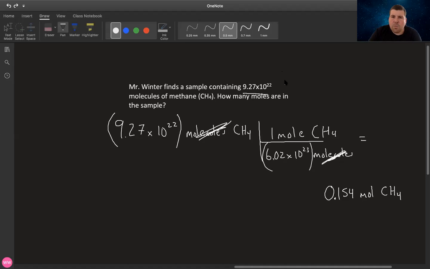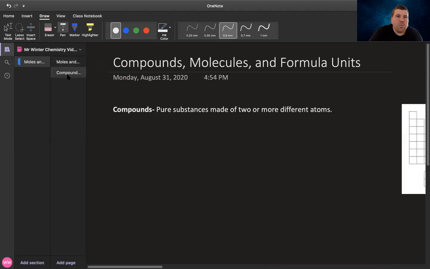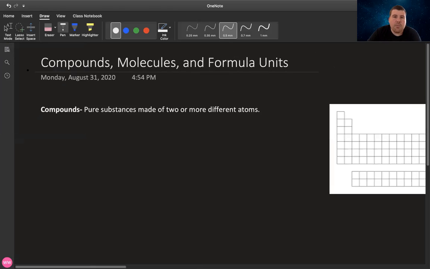All right, so one thing to keep in mind when we're doing these types of problems is what type of substance or chemical or compound that you're dealing with. This is important because of the language and types of problems that you're going to see. So first off, when we're looking at compounds, know that a compound is a pure substance made of two or more different atoms.